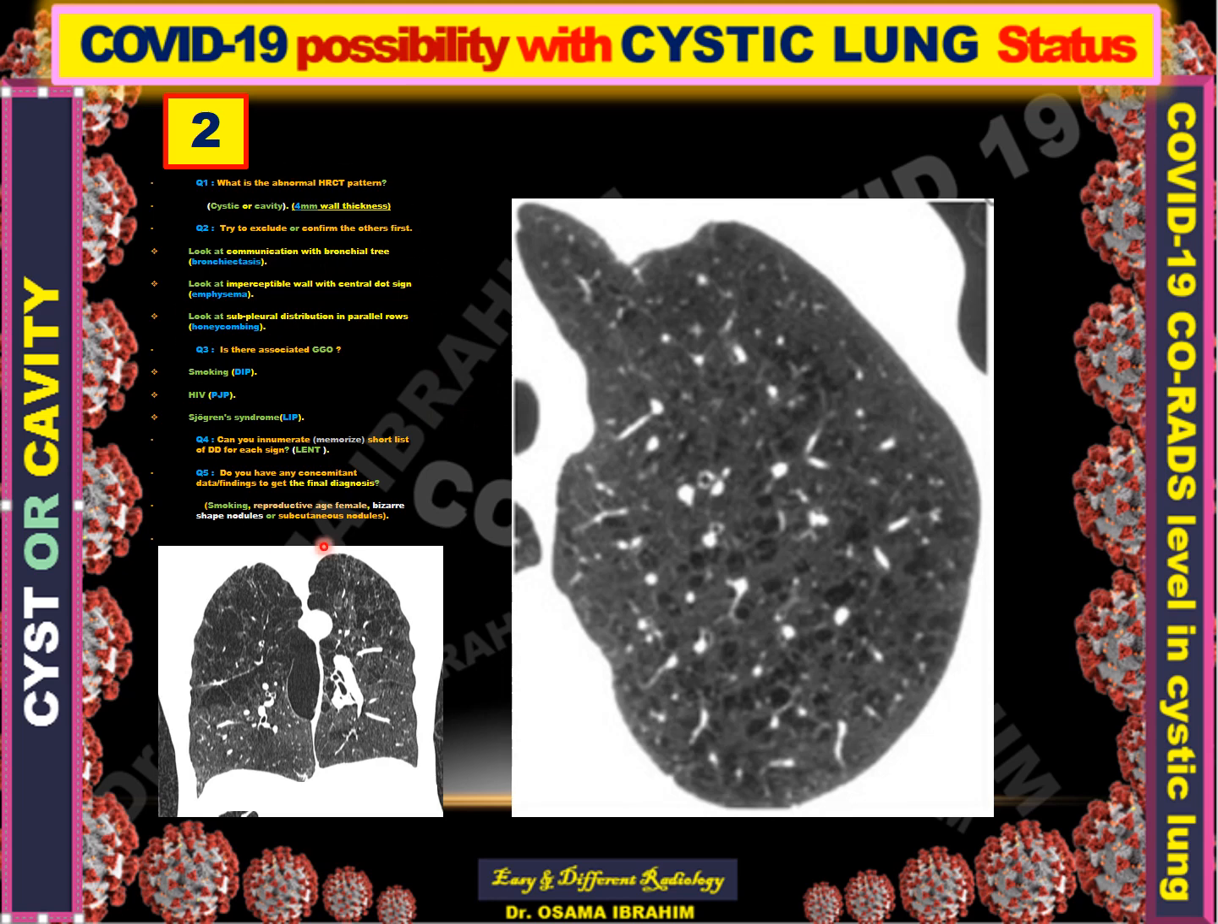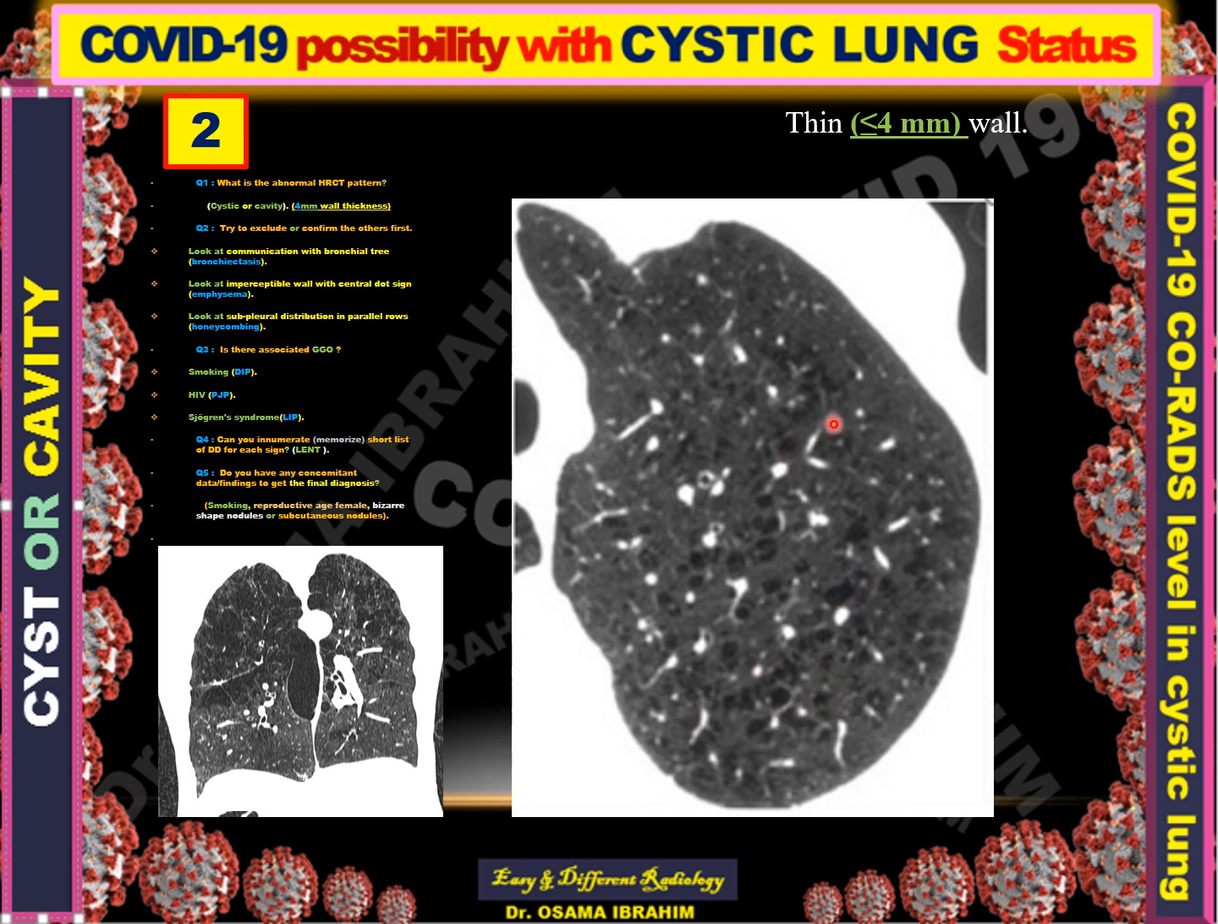Second case, and don't forget the map, ask first whether this is a cyst or cavity through the wall. If you look, there is no wall or an imperceptible wall, and this is a coronal format for another patient, which also shows an imperceptible wall or no wall. So the wall is less than 4 millimeters or absent, so it is a cystic pattern. For the cystic pattern, there are three groups, and there is a map for the questionnaire. The first question is whether there is communication with the bronchial tree. There is none, so this is not bronchiectasis. The second question is, is there an imperceptible wall or central dot sign?